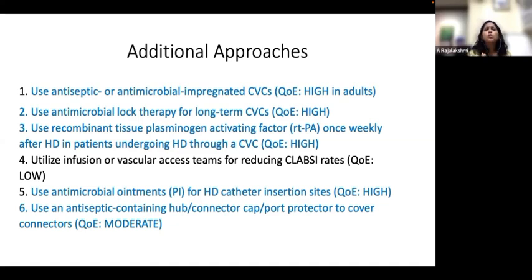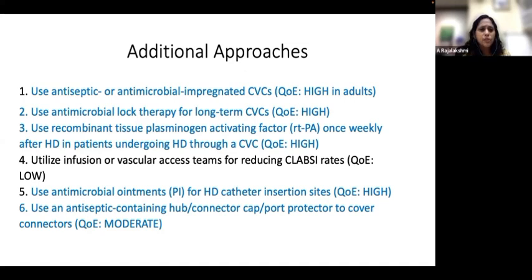And you can also use other antibiotics to lock the catheter, and that depends on what is the bug that usually recovers. It can be gentamicin or vancomycin. And there is a protocol for that, how much to use depending on the catheter length and so on. The use of recombinant tissue plasminogen activator once weekly has been tried. Again, it reduces the biofilm effect and reduces the risk of colonization and infection.